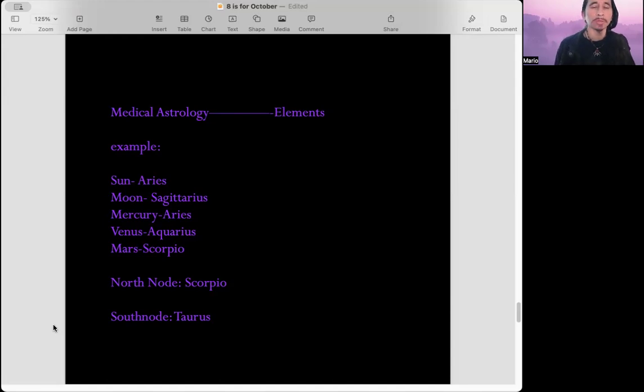I think I may do a series on each missing element or just low element in a chart. I just wanted to share those insights.